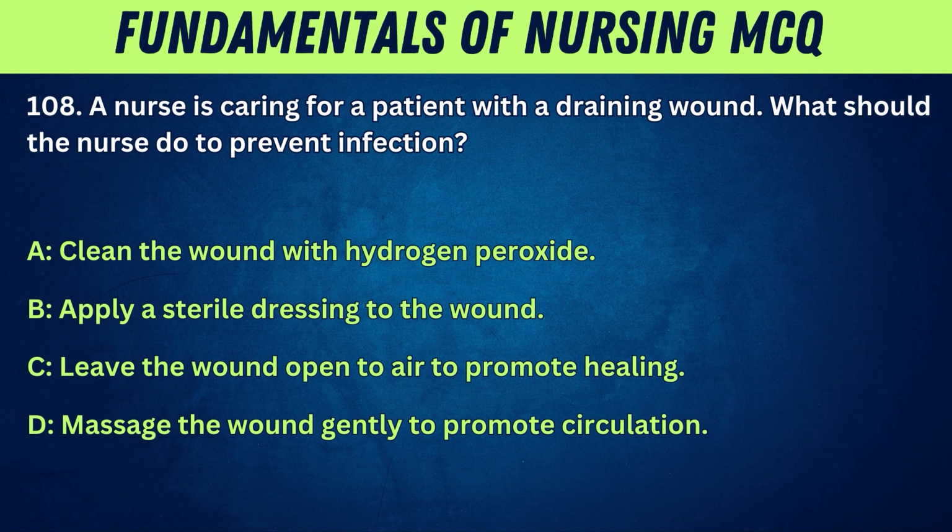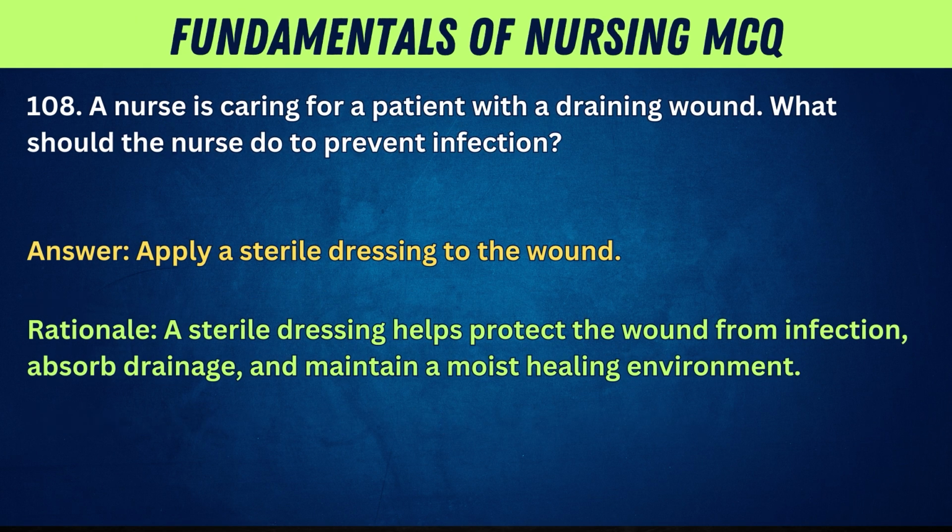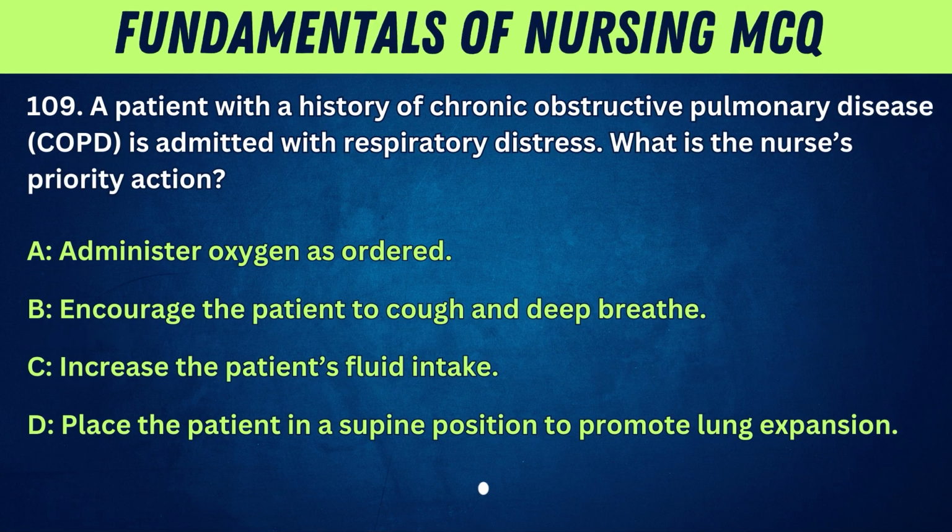A. Clean the wound with hydrogen peroxide. B. Apply a sterile dressing to the wound. C. Leave the wound open to air to promote healing. D. Massage the wound gently to promote circulation. Answer: apply a sterile dressing to the wound. Rationale: a sterile dressing helps protect the wound from infection, absorb drainage, and maintain a moist healing environment. 109. A patient with a history of chronic obstructive pulmonary disease, COPD, is admitted with respiratory distress.